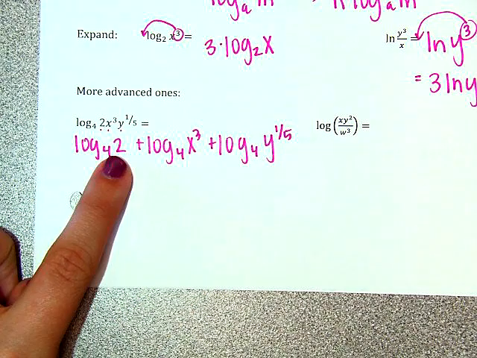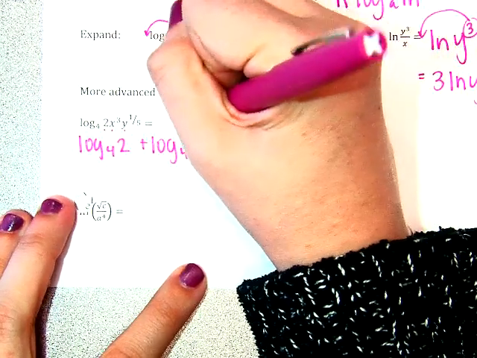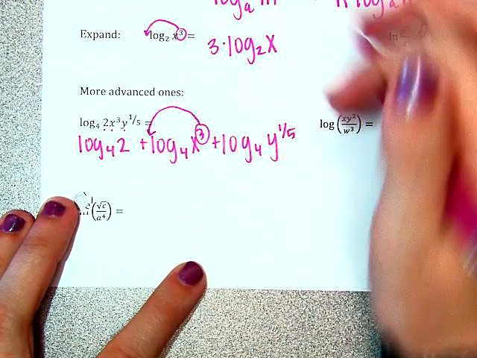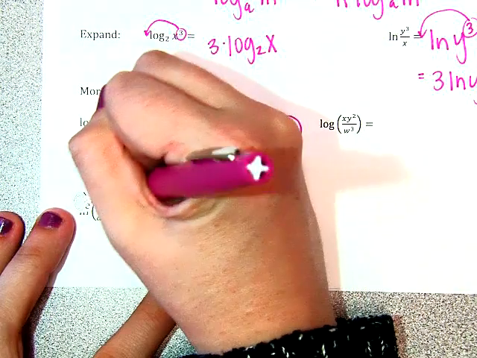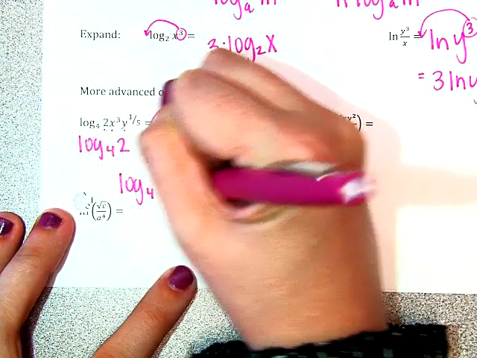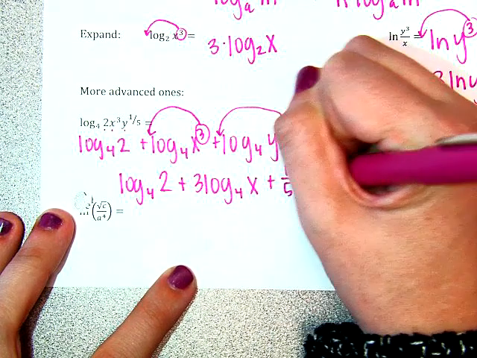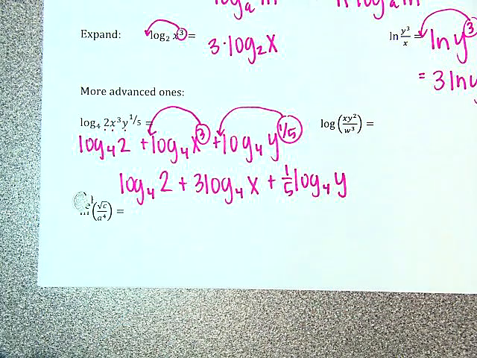Okay, 2 is by itself. That one's good. This one, x is to the power of 3, so I got to take that 3, bring it down to the front of just that log. y is also a power, so bring it down to the front of that log. So my final answer, expanding this thing, would be like this. Just like that.